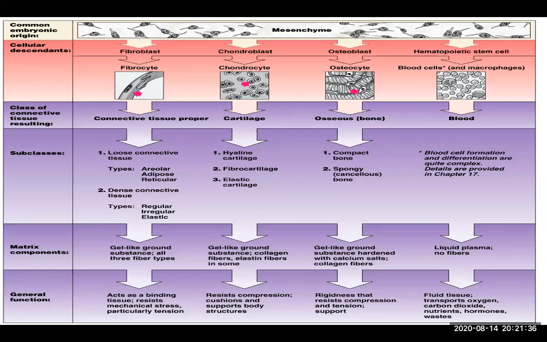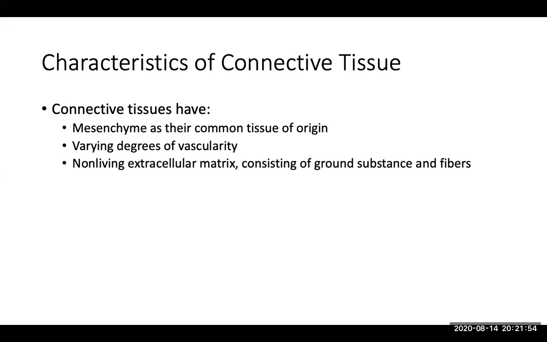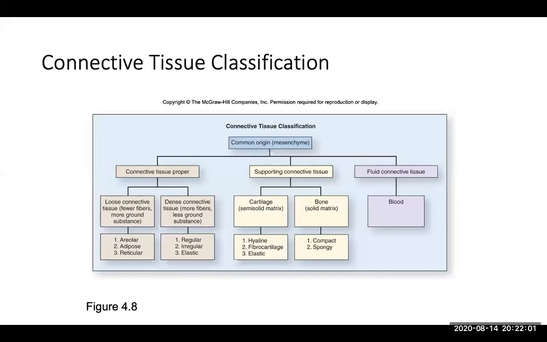And this is a look at the common embryonic origin in the mesenchyme and the descendants of the cells and what they will eventually differentiate into and their function. Here are the functions of connective tissue. Because it's so diverse, like bone and blood, it has many different functions. Characteristics of connective tissue are listed here. And these are the connective tissue classifications, and you can see the diversity of connective tissues listed here.